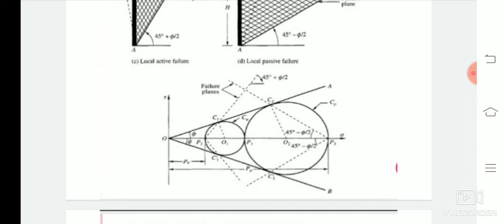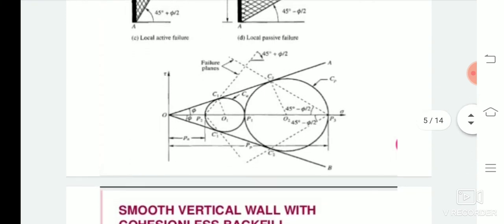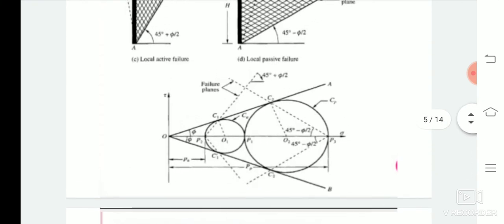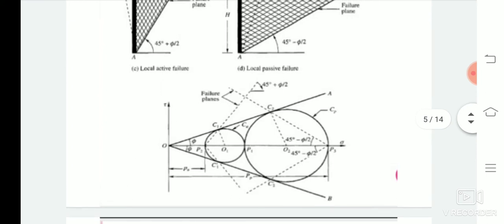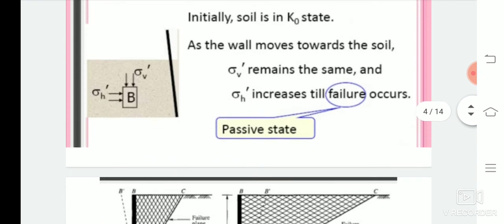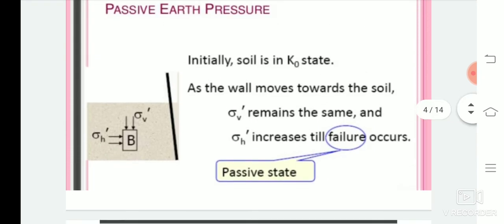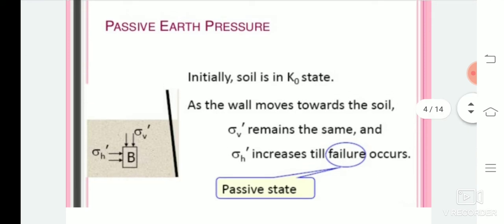And this ratio of the horizontal stress and the vertical stress is known as the coefficient of earth pressure. So when the soil is in the active state of plastic equilibrium, then sigma h equals sigma 3, and then the ratio of sigma 1 by sigma 3 equals tan squared (45 degrees plus phi by 2), which gives the value of passive earth pressure.